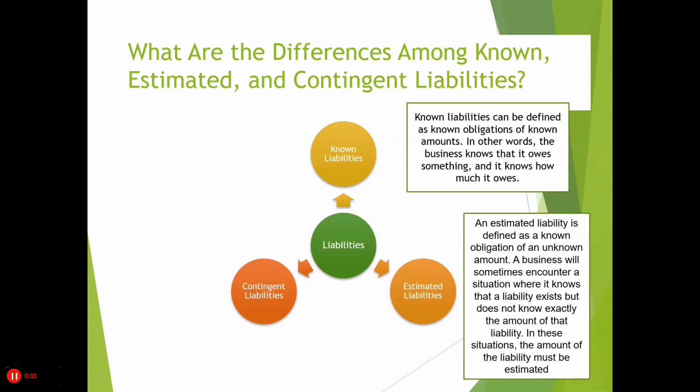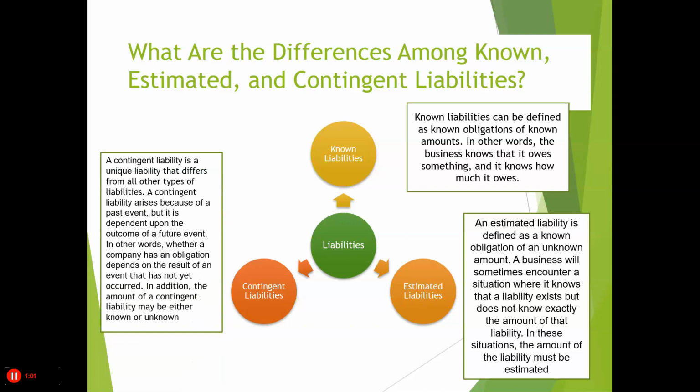Estimated liabilities. An estimated liability is defined as a known obligation of an unknown amount. A business will sometimes encounter a situation where it knows that a liability exists, but does not know exactly the amount of liability. In these situations, the amount of the liability must be estimated. A good example of this would be warranty reserves or allowance for doubtfuls. We estimate we won't be collecting a portion of our receivables.